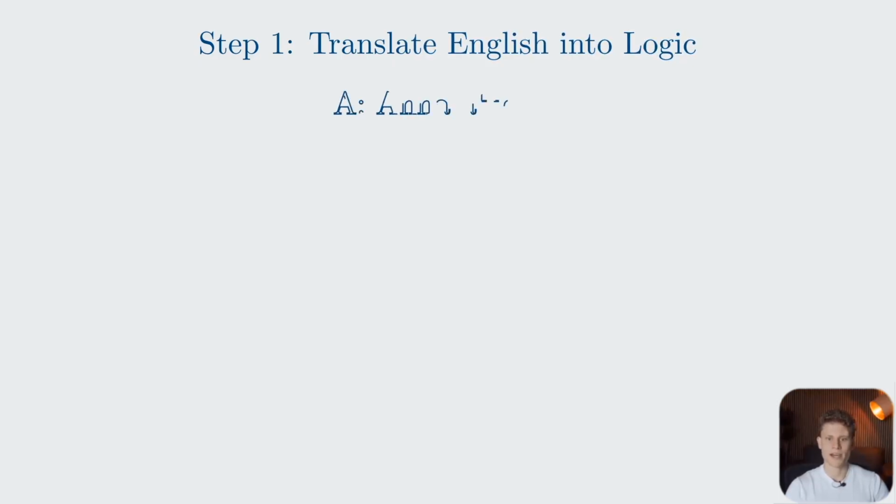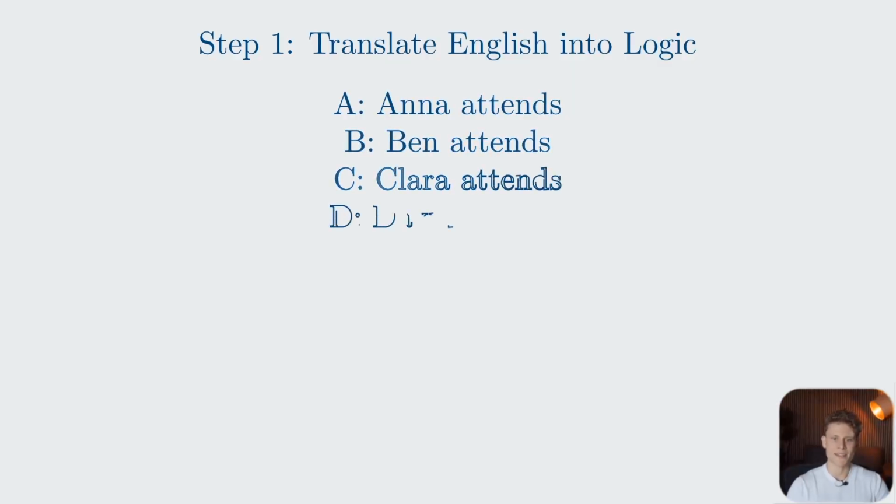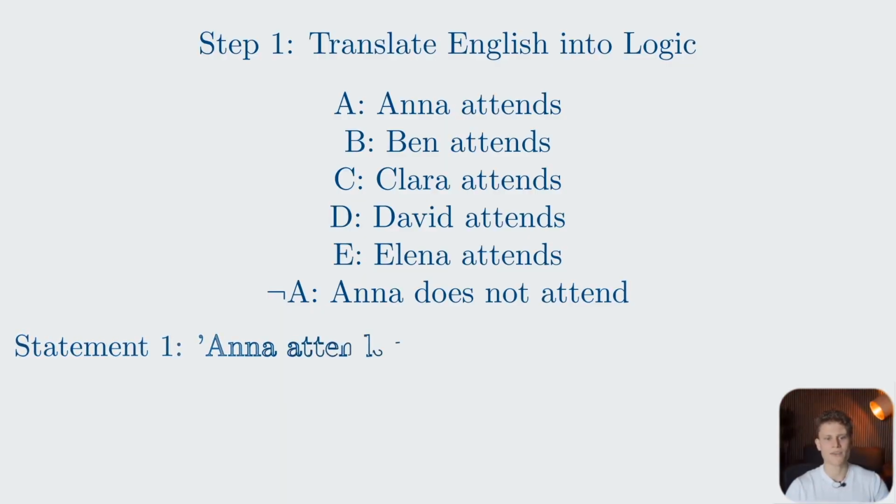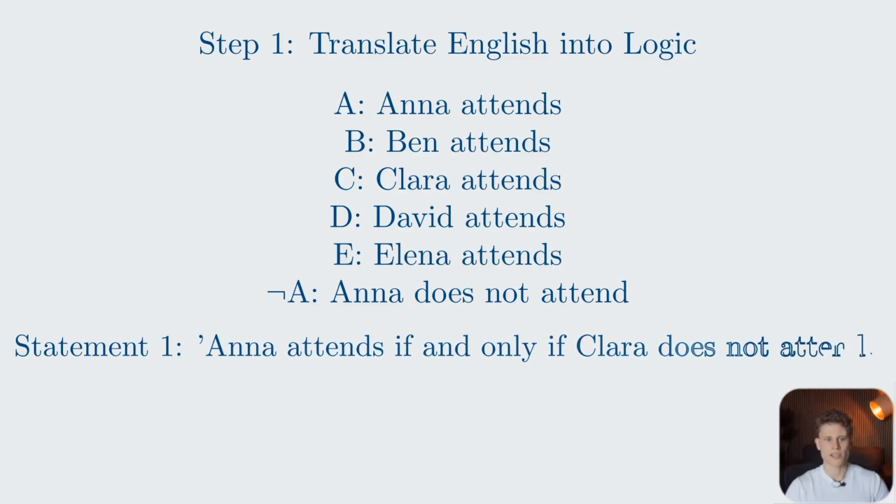We'll start by defining a simple variable for each person's attendance. Let's use A for Anna attends, B for Ben attends, C for Clara attends, and so on. We can also use not A to mean Anna does not attend. Let's translate the first statement. Anna says, I will attend if and only if Clara does not attend. The phrase if and only if is represented by a double-headed arrow. So our first logical premise is A if and only if not C. This means Anna and Clara will always have opposite attendance statuses.